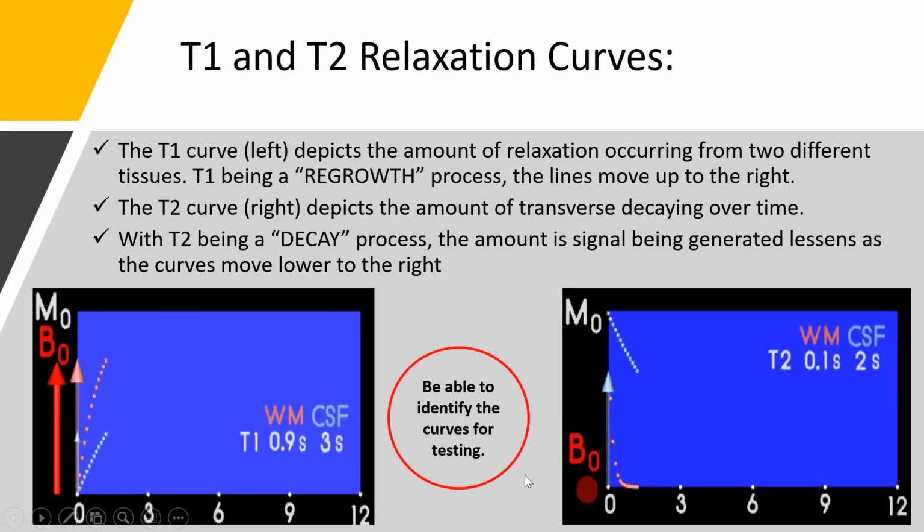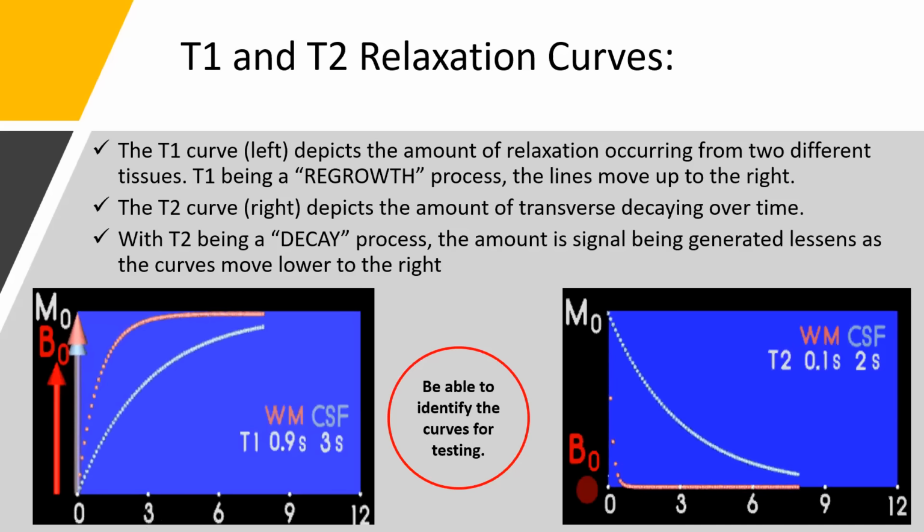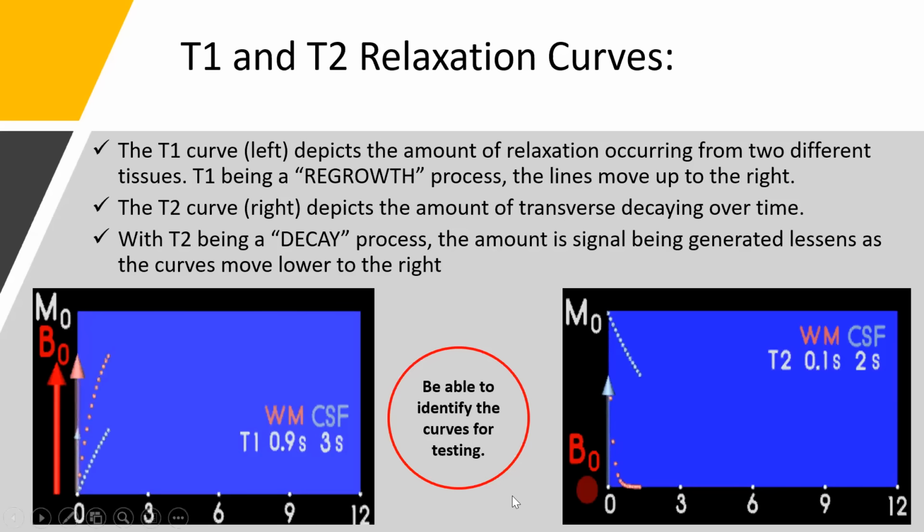So in that particular T1 relaxation curve, white matter depicted by red is faster than the CSF depicted by, well, I don't know if that's gray or blue, but however, you've got T1 contrast, T1 relaxation differences. Over time, the CSF is going to catch up with the water, and they'll have equal amounts of relaxation.